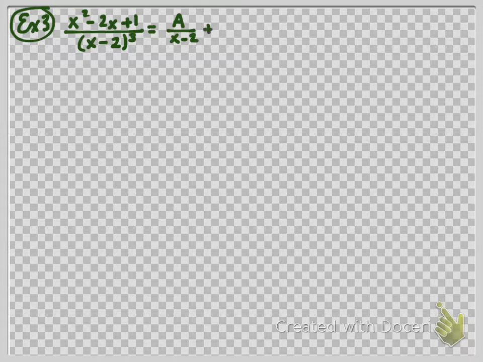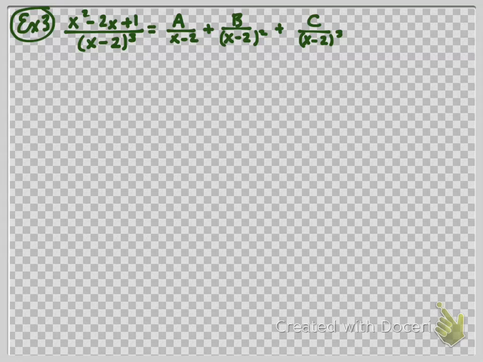Plus b over x minus 2 squared plus c over x minus 2 cubed. This is one of those with a repeated factor. So this is how you handle repeated factors. Your numerator is always going to be 1 degree less than the factor of the denominator. Not the denominator, but the factor of the denominator. Does that make sense?